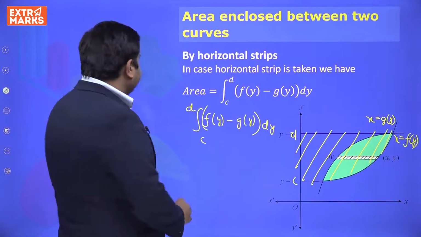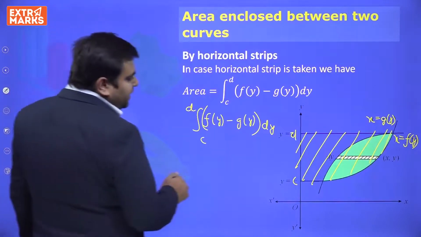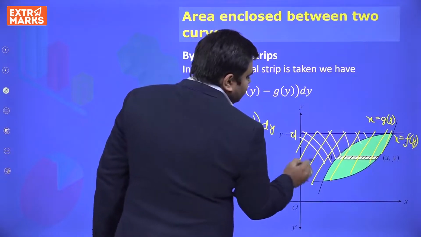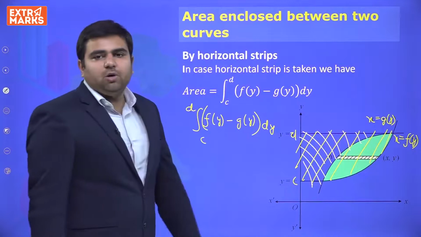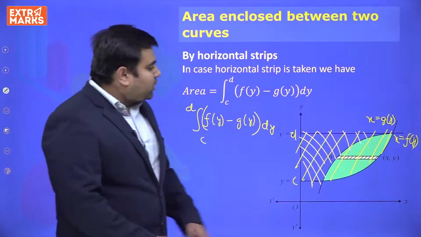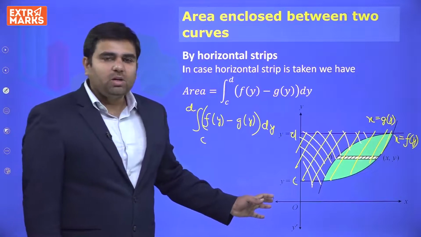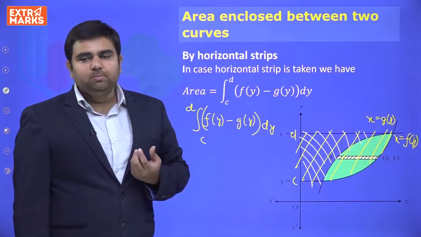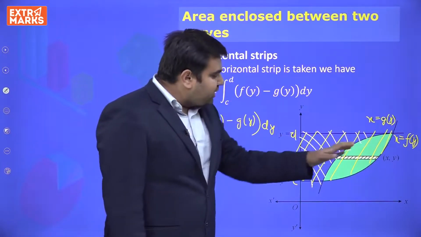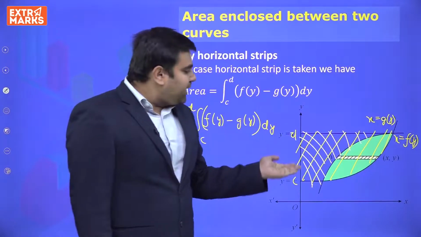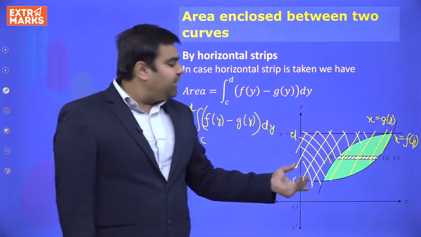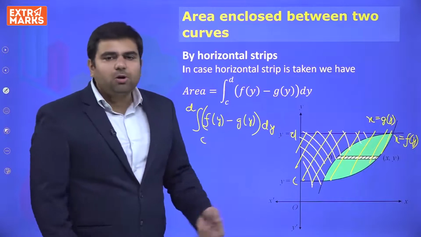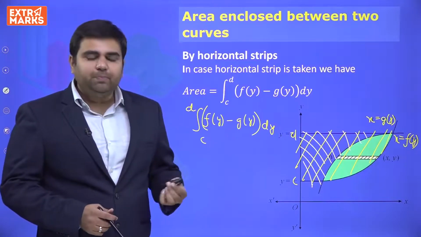Now when I subtract another area, that is when I subtract g of y dy, this white shaded area is g of y dy. So out of this yellow area, if I subtract this white area, then obviously this green colored area will be obtained, right? So this is the concept behind this horizontal strip area bounded between two curves.